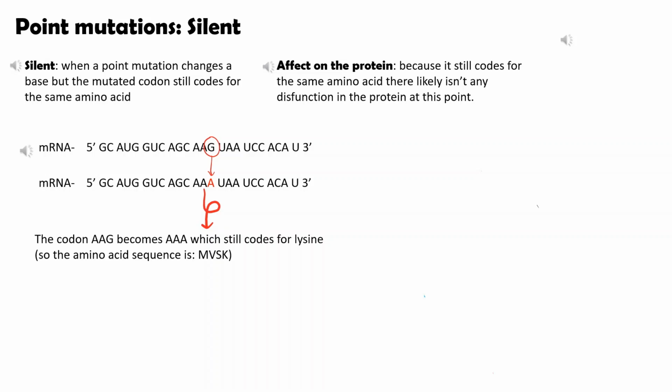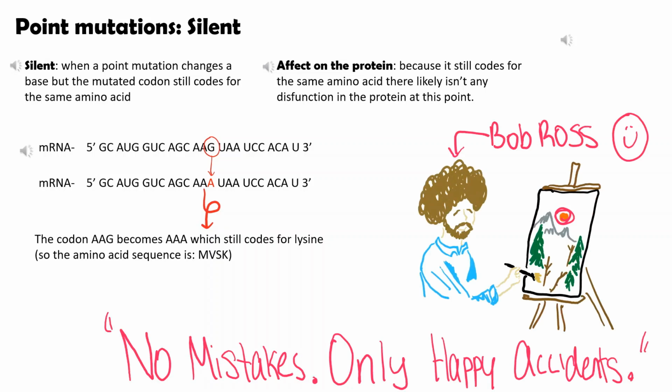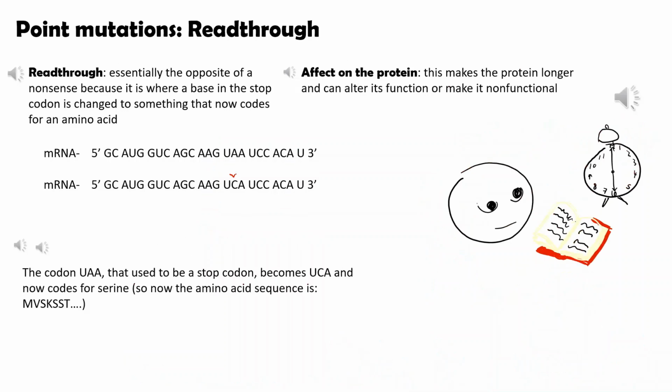I like to think of the silent point mutation as the Bob Ross point mutation, because they're kind of like happy accidents. They still act the same way.